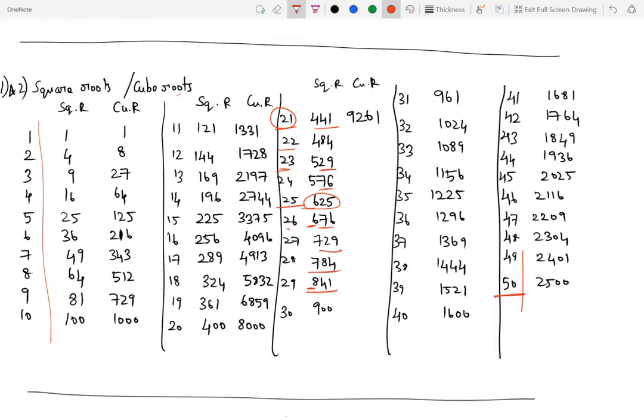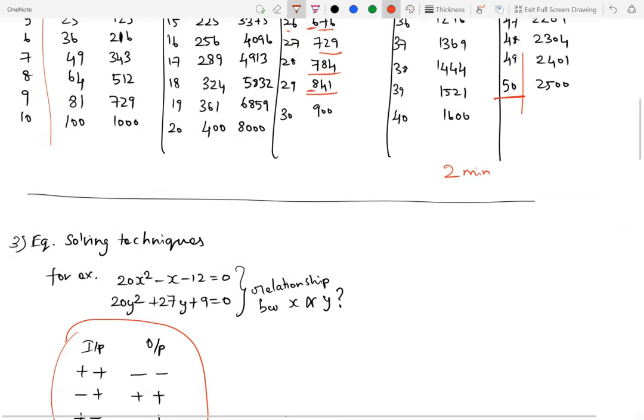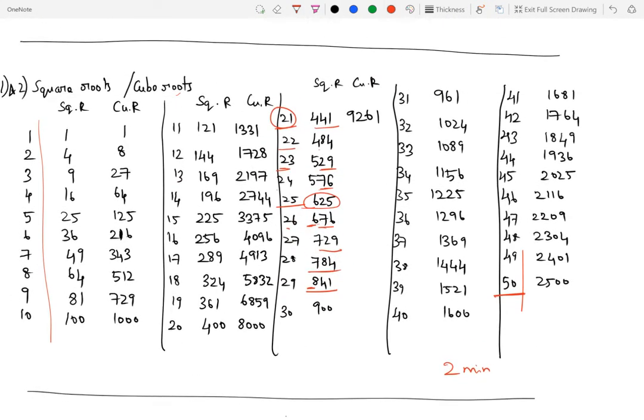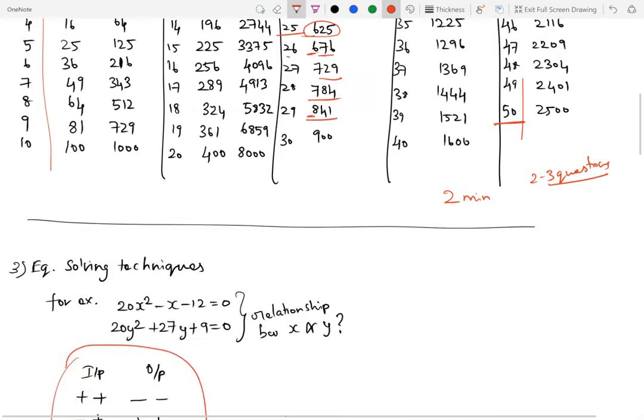You should take minimum 2 minutes to write these things. It will be very easy for you to solve the questions based on the square roots and cube roots. We can expect minimum 2 to 3 questions based on the square roots and cube roots.